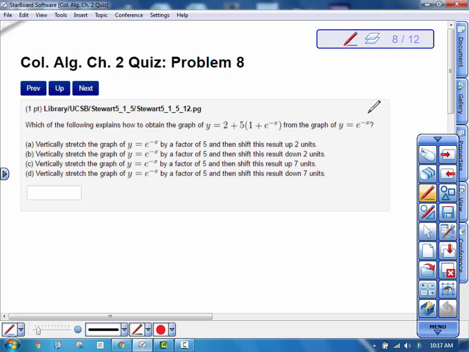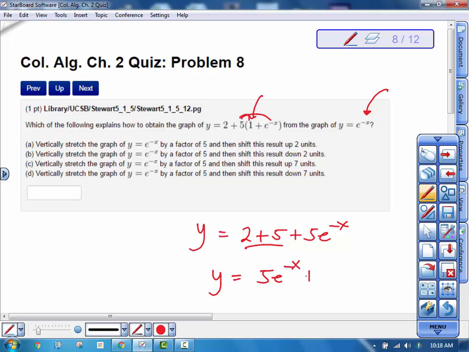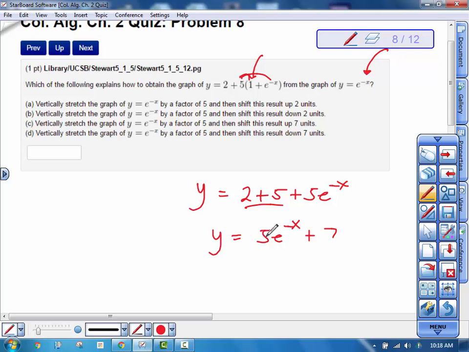All right, the next problem gives us this function. It wants us to compare it to this parent function. Well, I'm going to have to simplify this. So I'm going to make it y = 2 + 5 + 5e^(-x). I distributed the 5 to both terms. And then I'm going to add 2 and 5, and I'm going to write it like this: 5e^(-x) + 7. So that I can see that this 5 is a vertical stretch by 5, and this 7 is shifted up 7 units. So that's C.